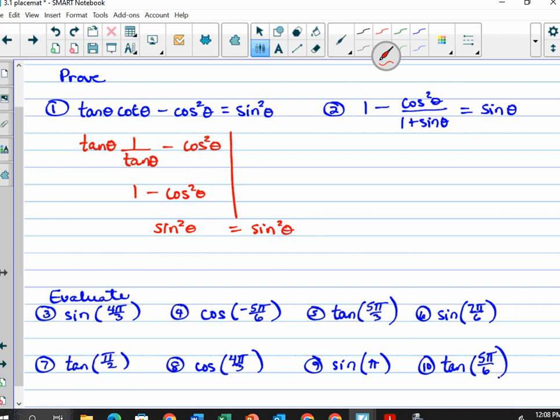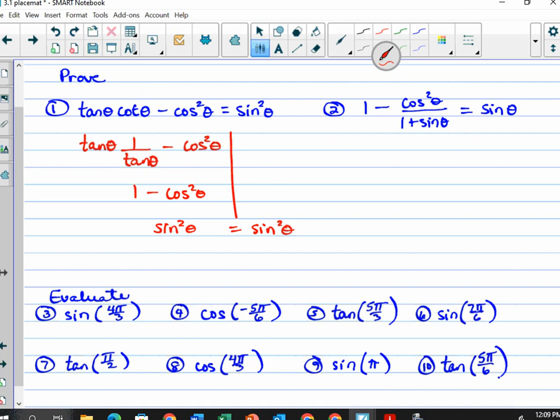Cosine squared will just take away the 2 cosines. No. You're subtracting there. You're not. They don't cancel out with multiplying. They cancel with multiplying, not with subtracting.